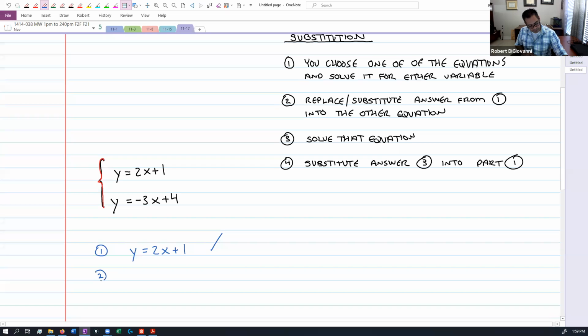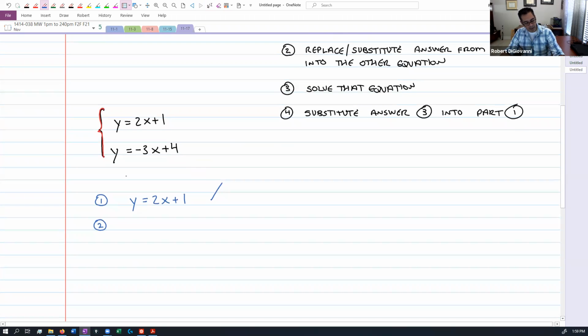Step two, replace or substitute the answer that we just got into the other equation. So now I'm gonna take that other equation, and I'm going to replace this y with the answer I got from part one. So I'm gonna take that and put it in here. So I replaced the left side with 2x plus 1, and then equals negative 3x plus 4. Understand? I've made a substitution.